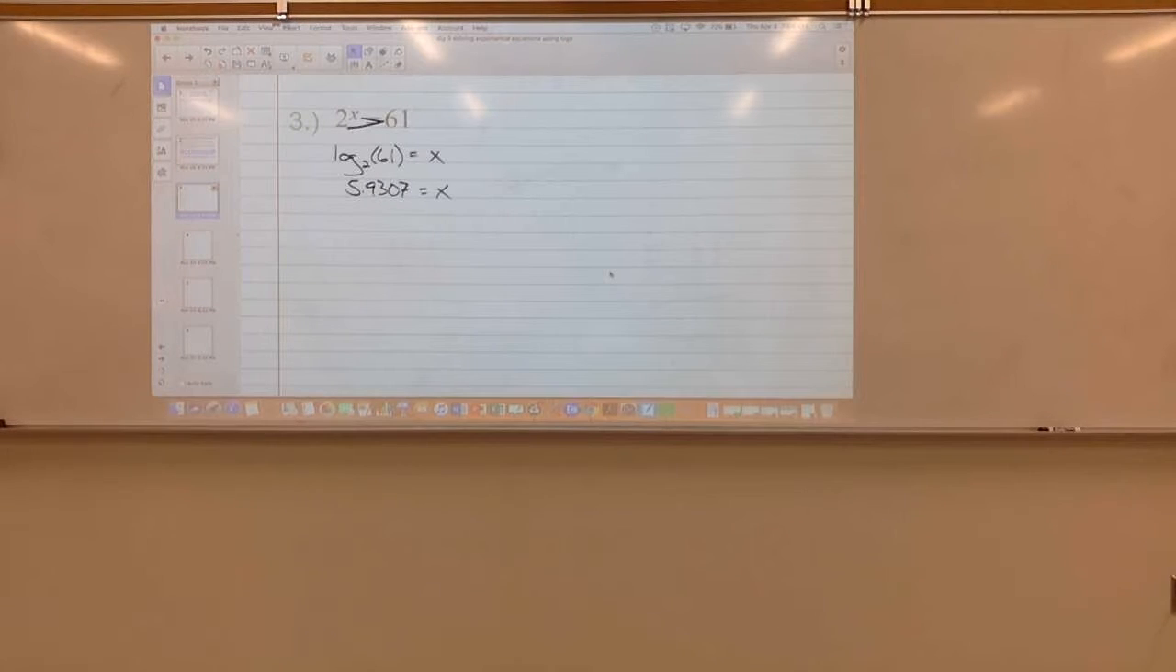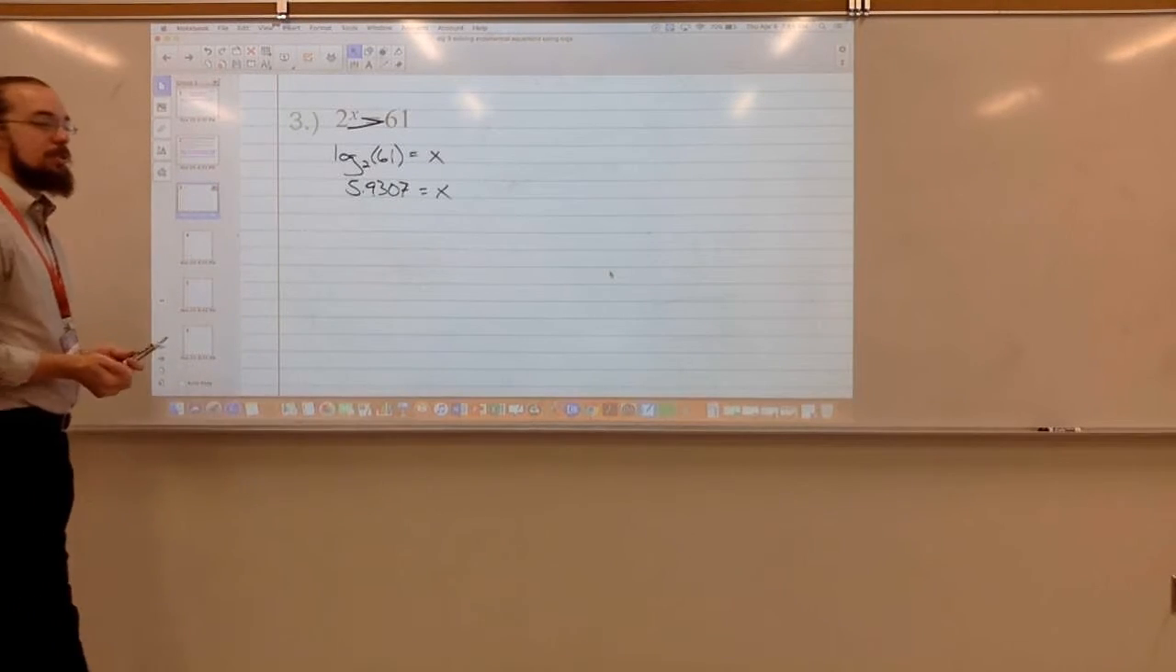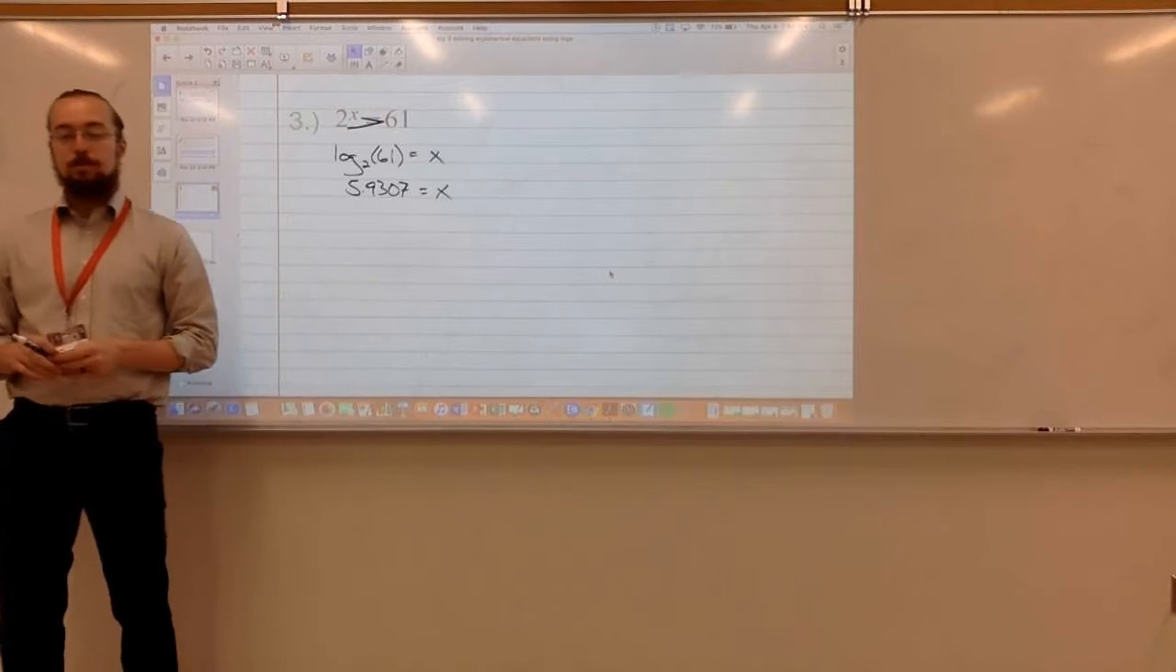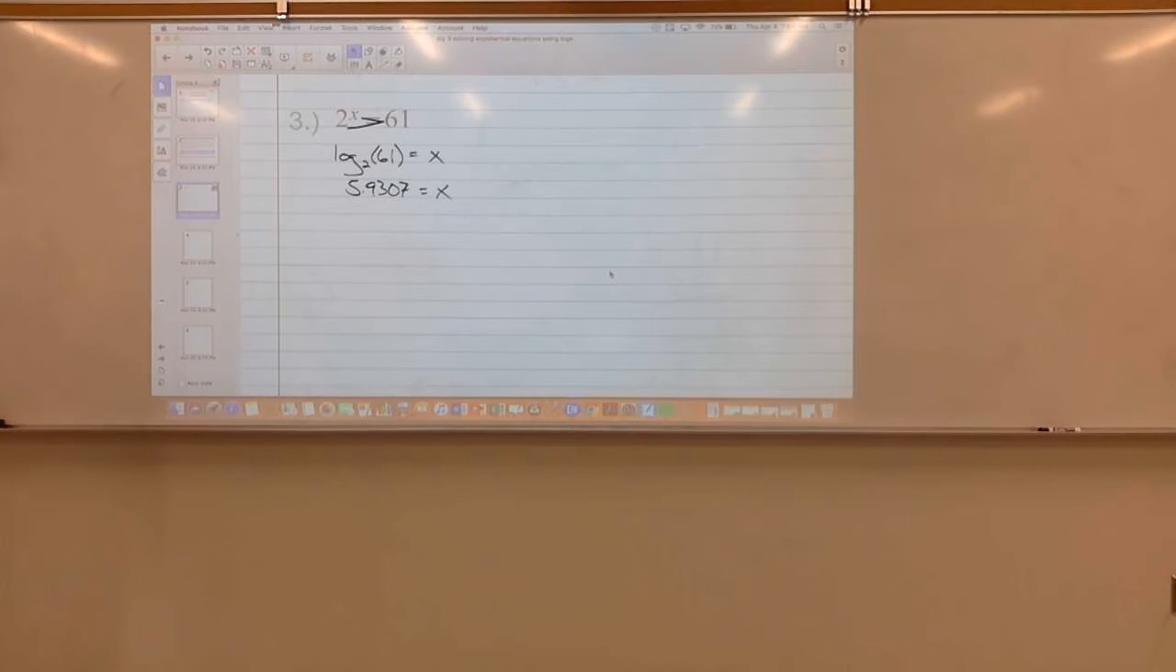And so make sure that you feel comfortable inputting this into the calculator. Make sure that you find where log base is and that you can put that in. Questions so far?